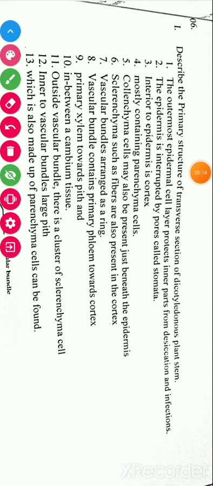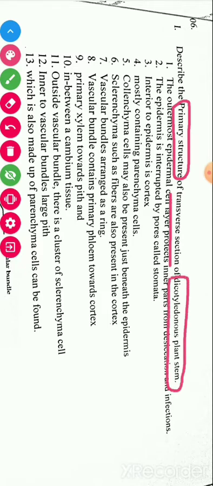Essay number 2. Describe the primary structure of a transverse section of a dicotyledonous plant stem. When you go to the exam, underline primary structure. You may forget because you're in a hurry, and you may see it as the secondary structure. Of the transverse section of a dicotyledonous plant stem, you have to describe only the primary structure.